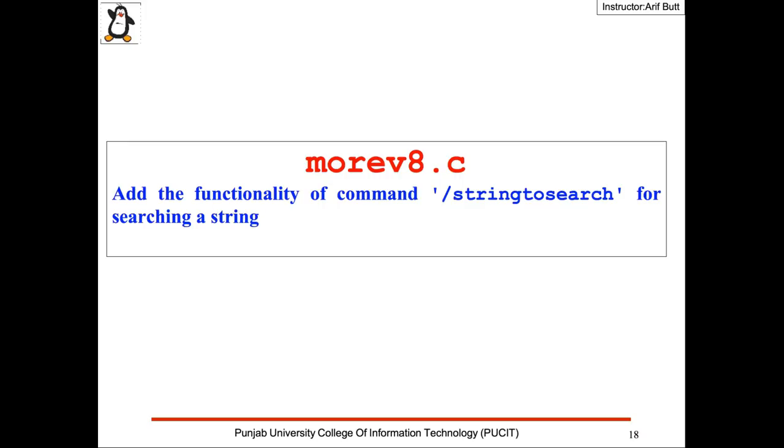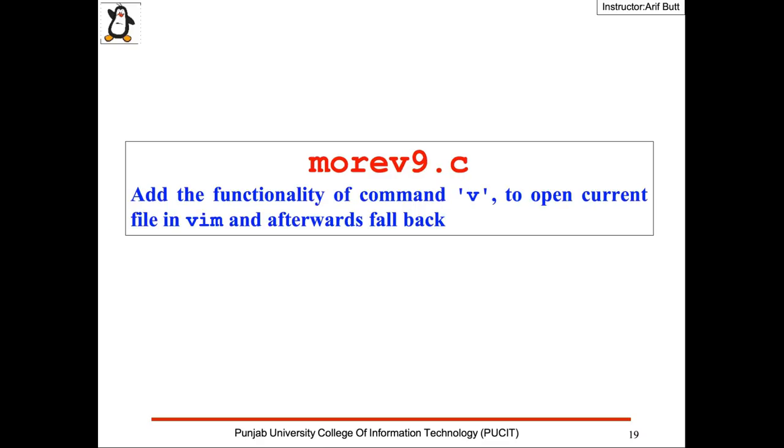Well, this is another version I am leaving to you. That is, you should add the functionality to search for a string in the file. The same way more does the string search, you can also do the string search in your own more utility. And finally, this is the last version. That is, if the user presses v, the file is opened in Vim, and you make whatever changes you want in Vim, you exit Vim, and it falls back to the more utility. This can be handled using the fork and the exec family of system calls. And we will, of course, cover that in our future sessions.